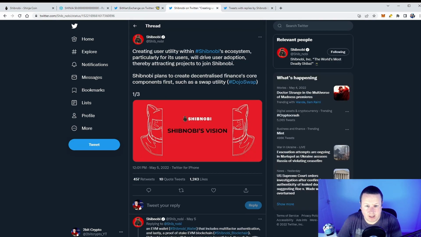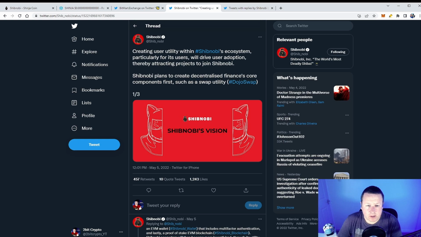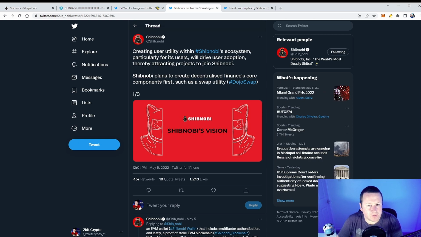So again, pretty exciting. And then look, we've got utility. Creating user utility within Shibnobi's ecosystem, particularly for its users, will drive user adoption, thereby attracting projects to join Shibnobi. Shibnobi plans to create decentralized finance core components first, such as a swap utility.